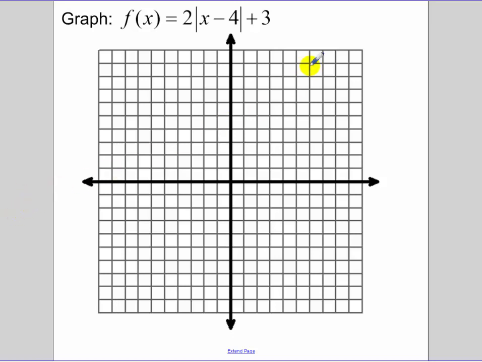So now graphing this function, plot your vertex. Our vertex is (4, 3), because minus, remember, you go to the right. So we plot our vertex, (4, 3). The 2 tells us the slopes of our sides. So we go up 2 over 1, up 2 over 1, and the same thing on the other side. Just these are the negative versions, and then we have our absolute value graph.